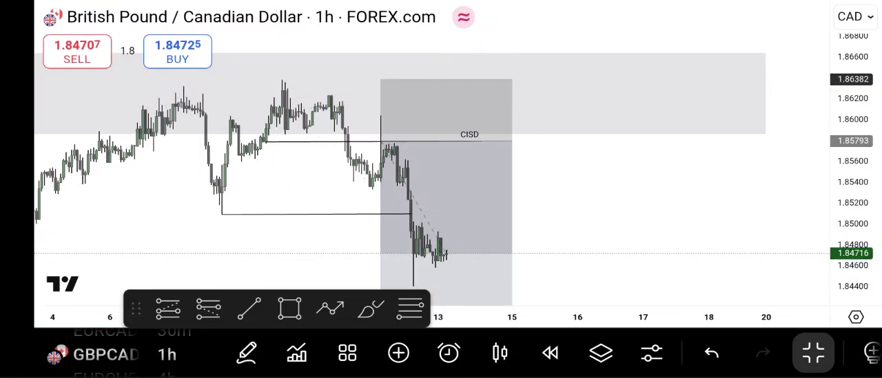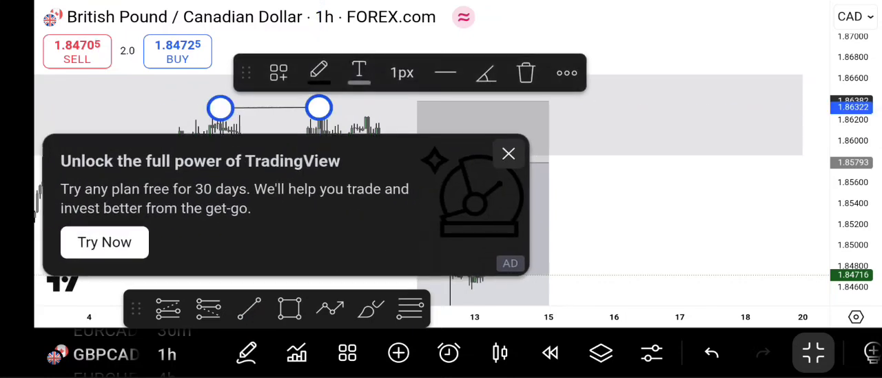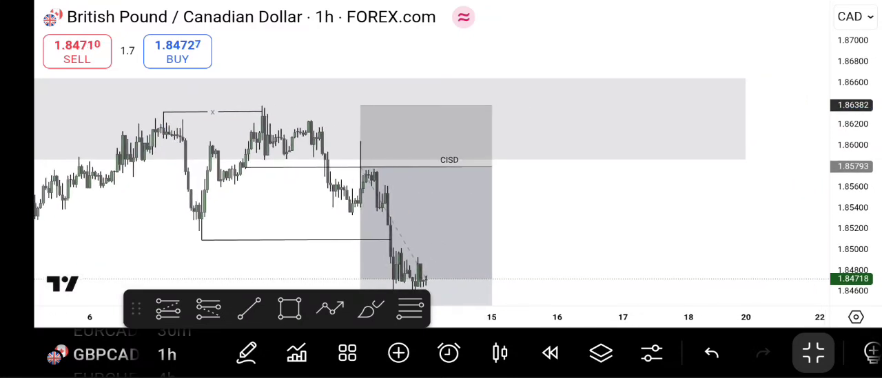Okay, now here is a liquidity sweep. As you can see, here is our liquidity sweep, and our liquidity sweep over here.